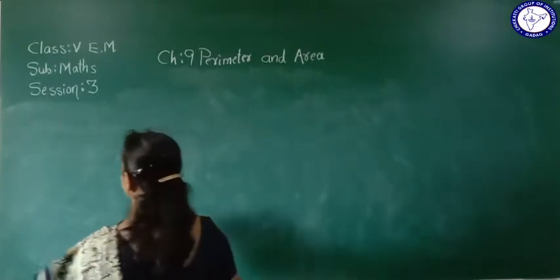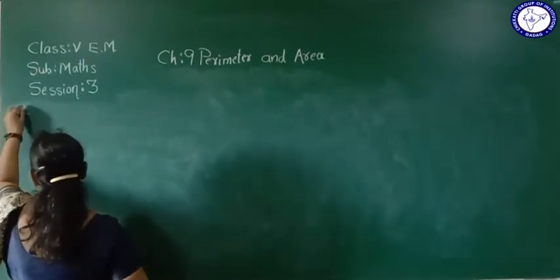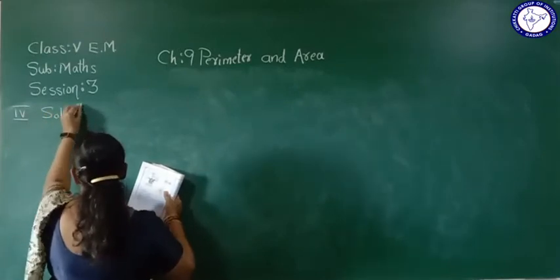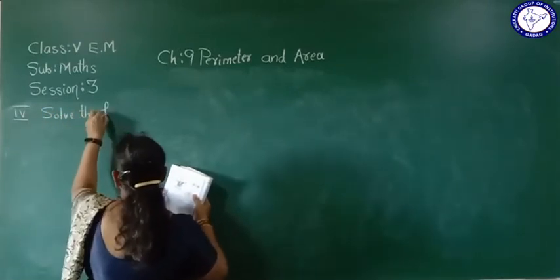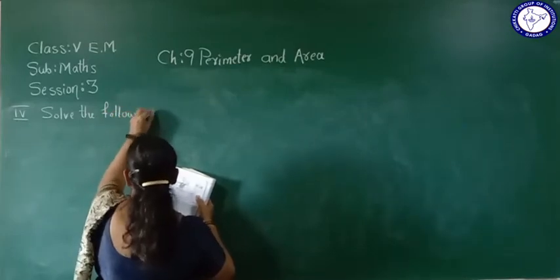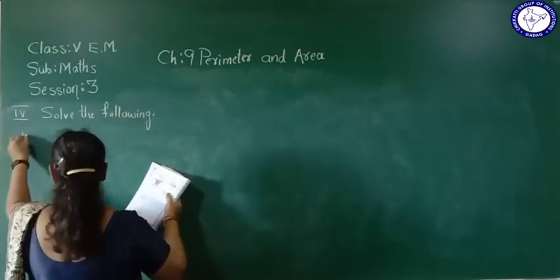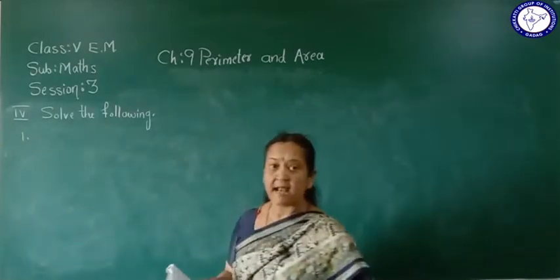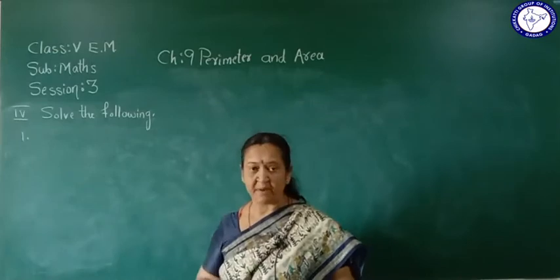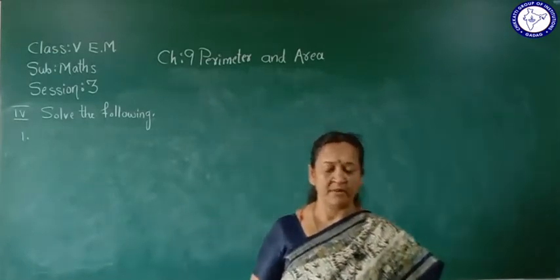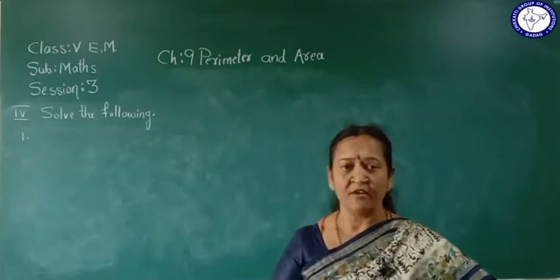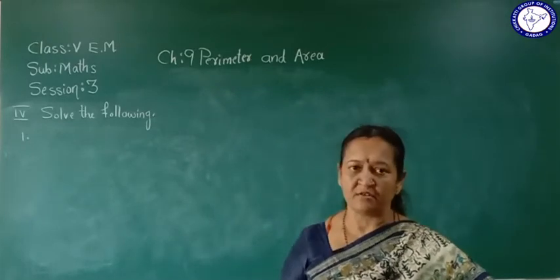Fourth main question, solve the following. Here some statement sums are given. We have to understand those statement sums. We should find whether we have to find perimeter of a rectangle or perimeter of a square. If it is perimeter of a square, then we should apply the formula for perimeter of a square.